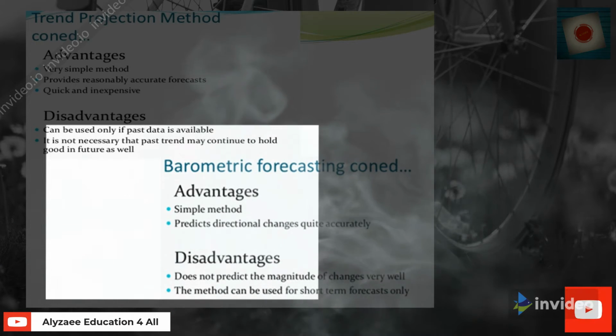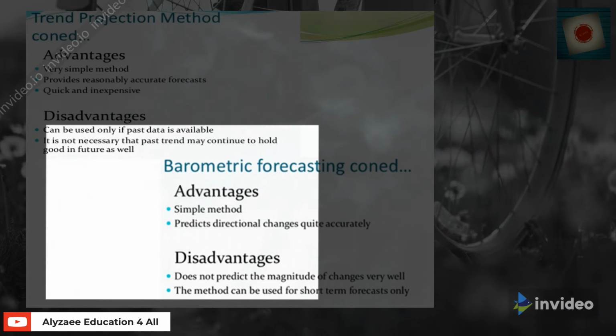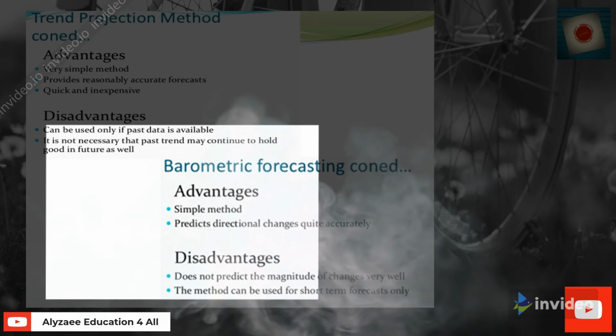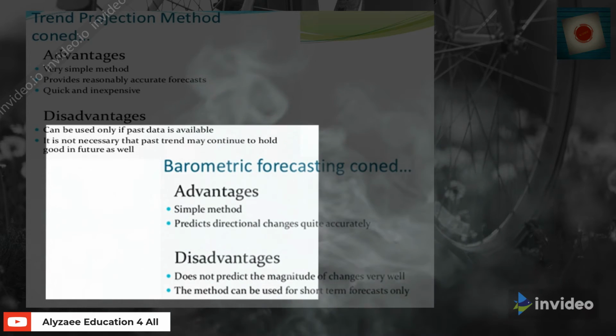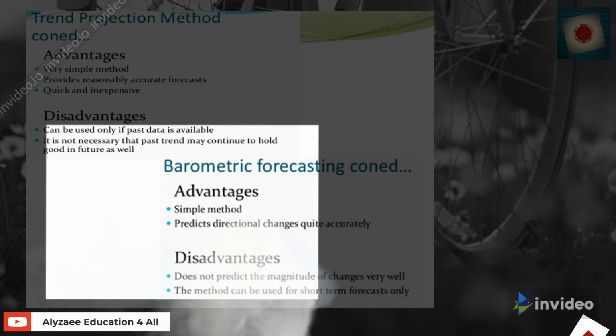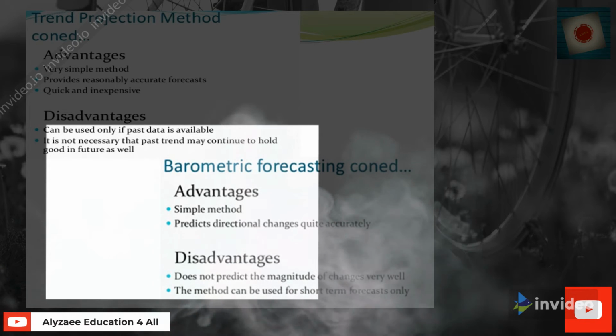Barometric forecasting, so we have to look at the advantages and disadvantages of barometric forecasting. Advantages are a simple method, predicts directional changes quite accurately. Disadvantages are do not predict the magnitude of changes very well. So this means that barometric cannot be used for the larger analysis. The method can be used for short-term forecast only.